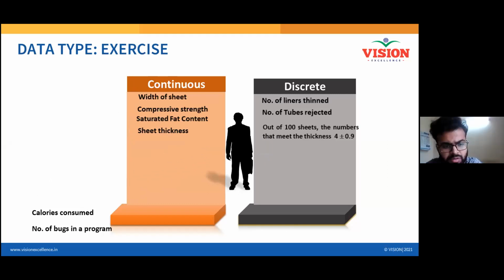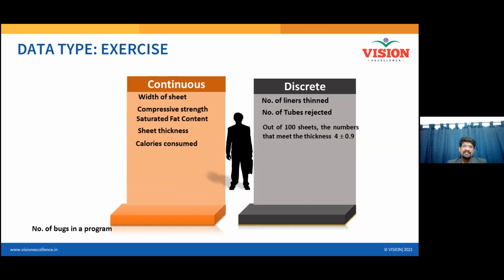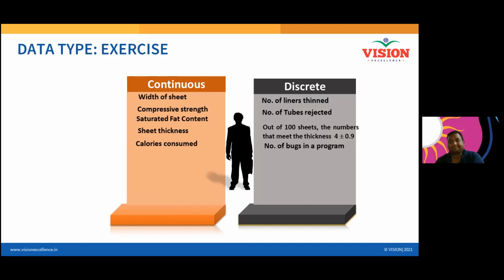No, it's consumed. It can get continuous data. Continuous. Because you can have infinite values between two ranges. Okay, depending upon the requirement, you can keep on increasing the values from 9.156, 9.157. You can keep on adding the values. So it becomes infinite. Okay, then last one, number of bugs in a program. Because it is a finite value. Okay, so now I believe you are able to understand continuous and discrete data.